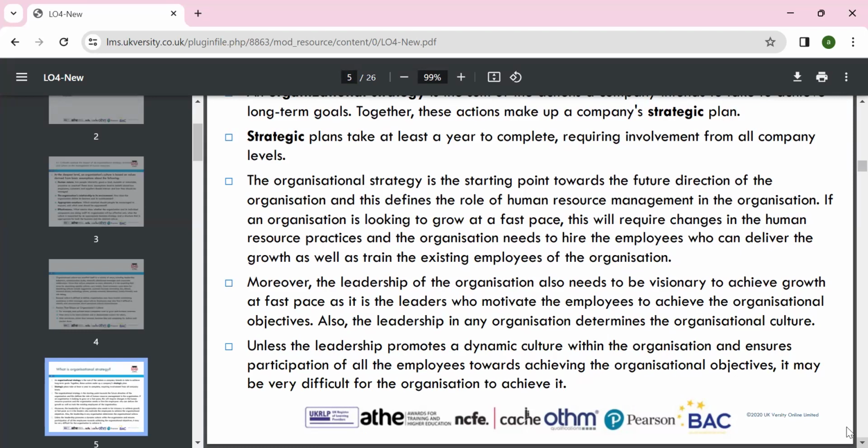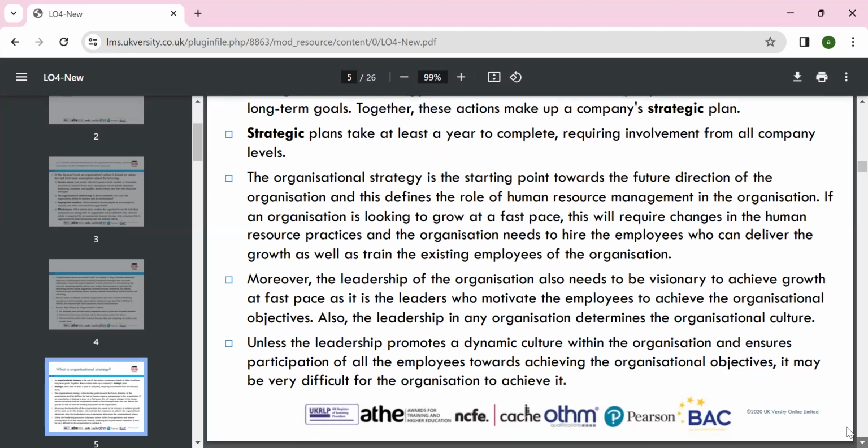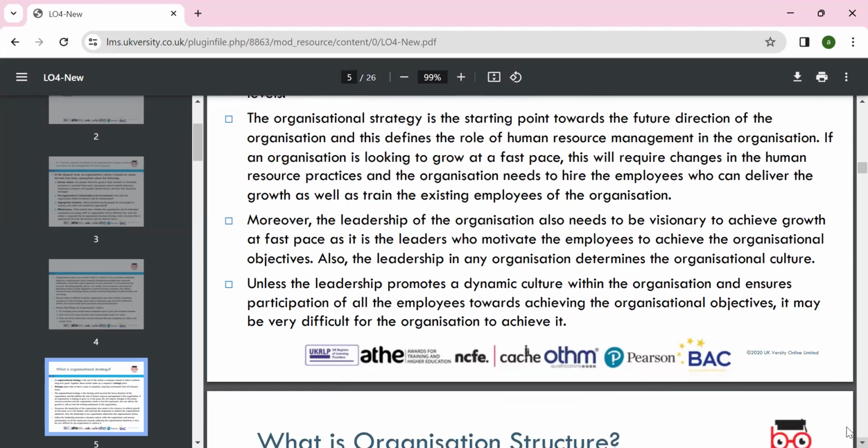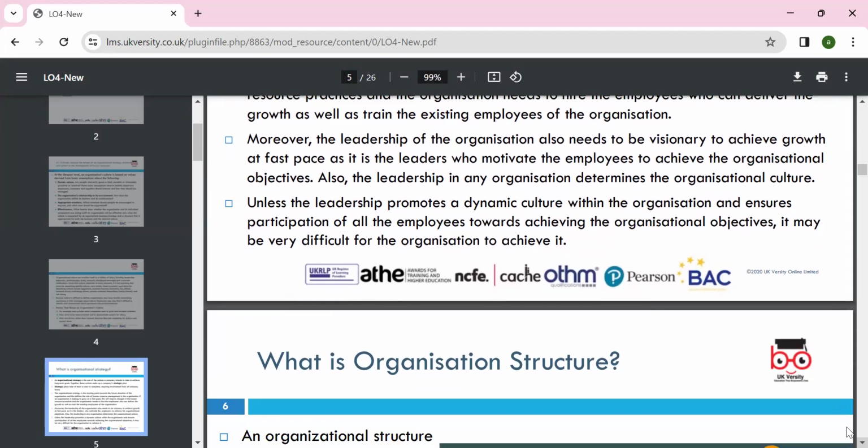For human resource management, organization and strategy are closely linked, so our HR strategy and overall corporate strategy need to work together to achieve the organization's goals. Leadership of the organization also needs to be visionary to achieve growth and pace, and leaders help employees achieve the organizational objectives. Leadership in an organization also determines the organization culture, unless the leadership promotes a dynamic culture within the organization, ensuring the participation of all employees toward achieving the organization's objectives.